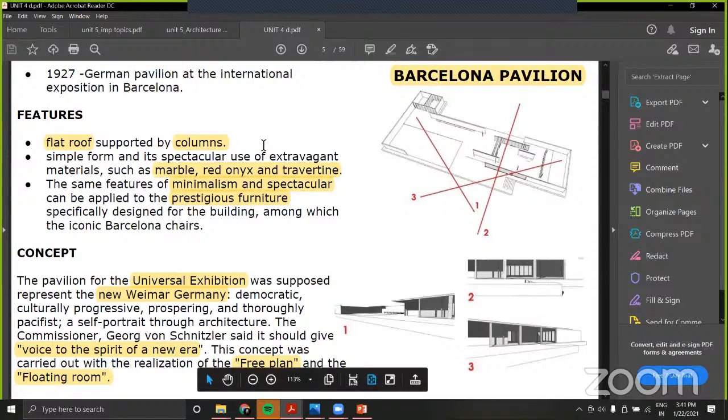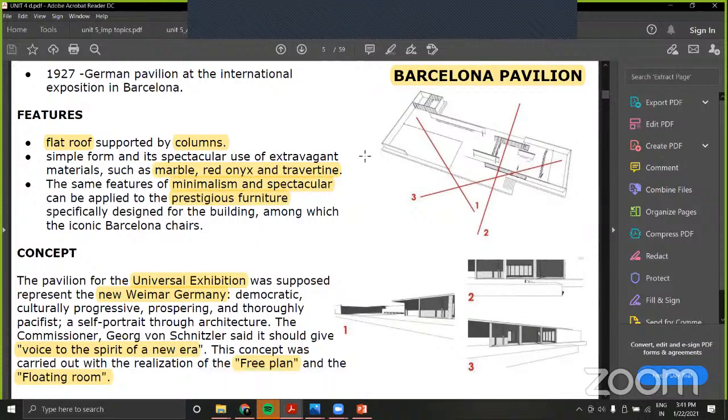So, the Barcelona Pavilion was built for an international exposition which took place in Barcelona. We saw this in the first unit, and we will discuss it in detail further. Its features are a flat roof supported by columns, simple form, and the spectacular use of extravagant materials such as marble, red onyx and travertine.